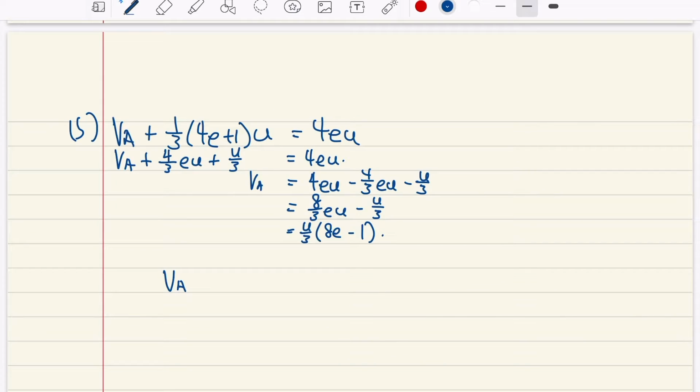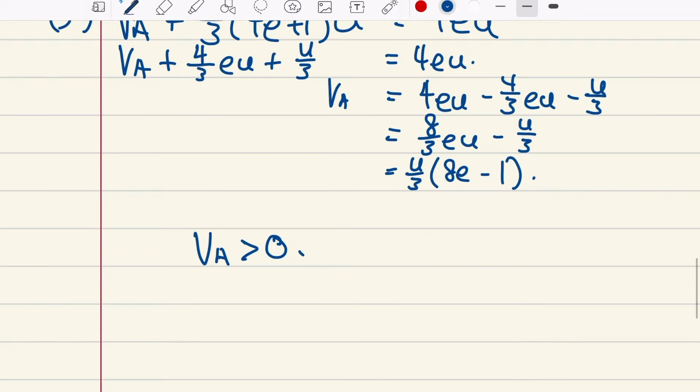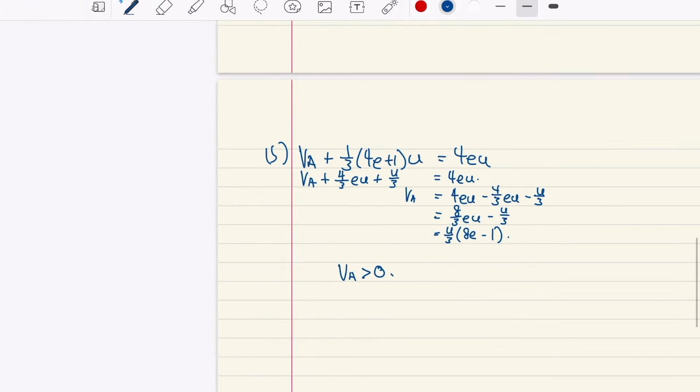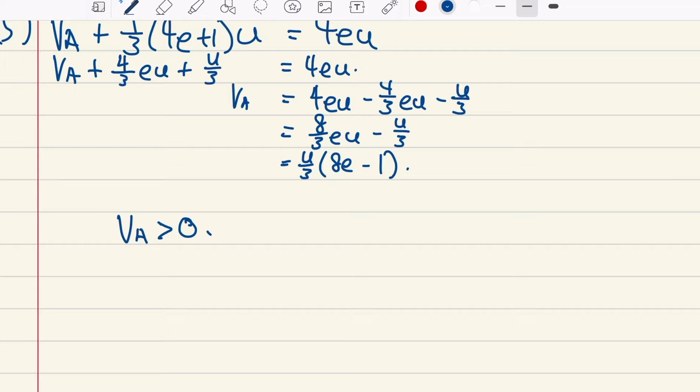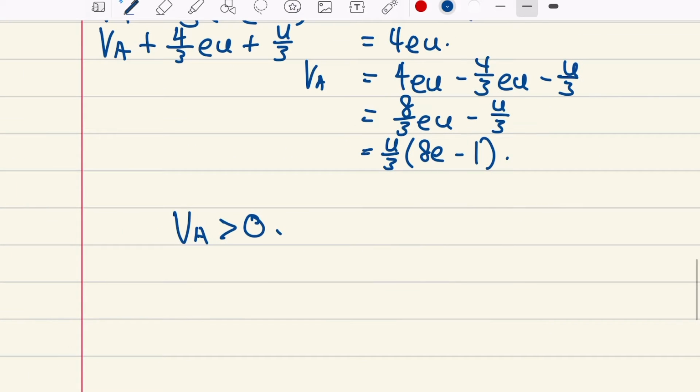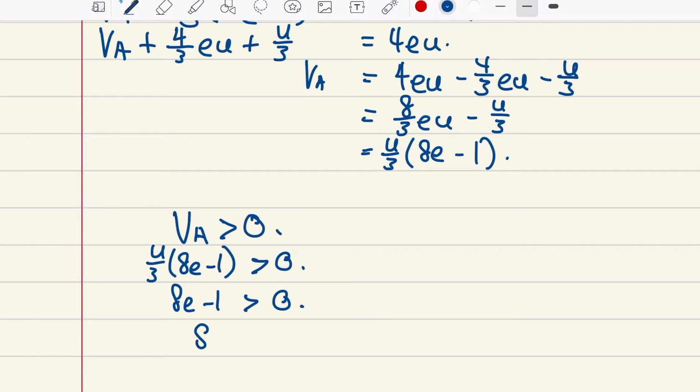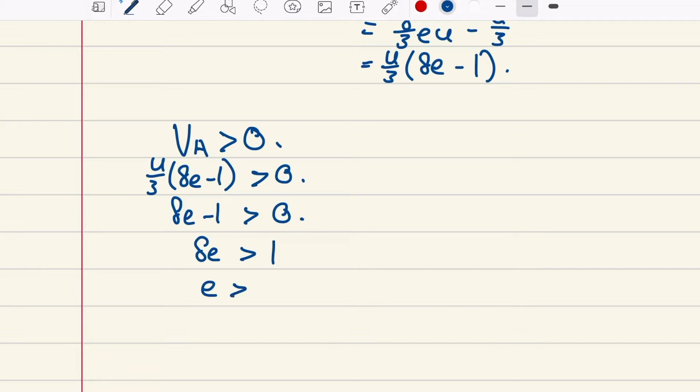VA will be larger than 0. We already assumed that VA has a minus sign because it's going to the left, so the value for VA must be positive, cannot be negative, because if it's negative we will get a positive velocity for A, contradicting the question. So 8e minus 1 will be larger than 0, and 8e is larger than 1, so e will be larger than 1/8.